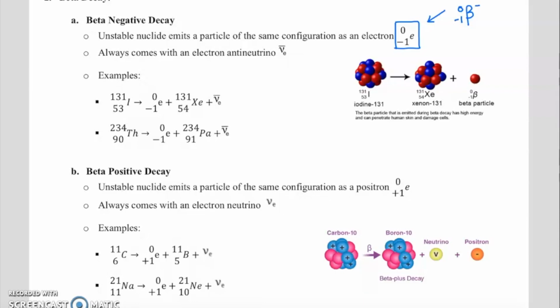Now, this is going to be a little bit strange, but for now I want you to know that an electron anti-neutrino comes along for the ride. Now, this is weird. We have not seen neutrinos yet. We haven't seen antimatter yet. We're going to get there in just a few days. So this will make a lot more sense as to why that particle comes along for the ride. But for now, I need you to know you should always write an electron anti-neutrino when involving beta negative decay.